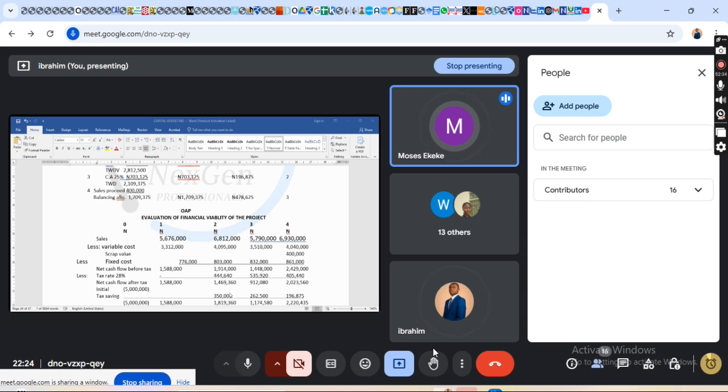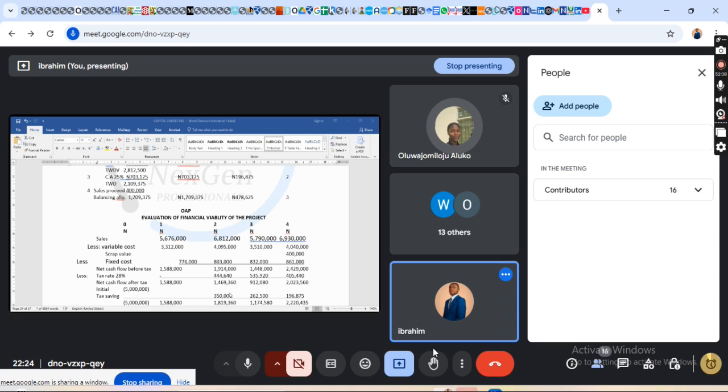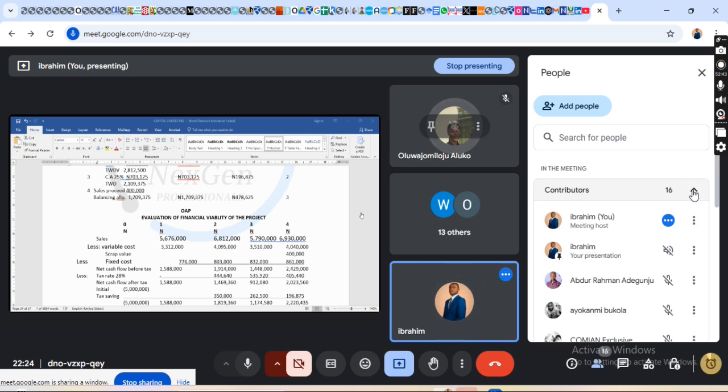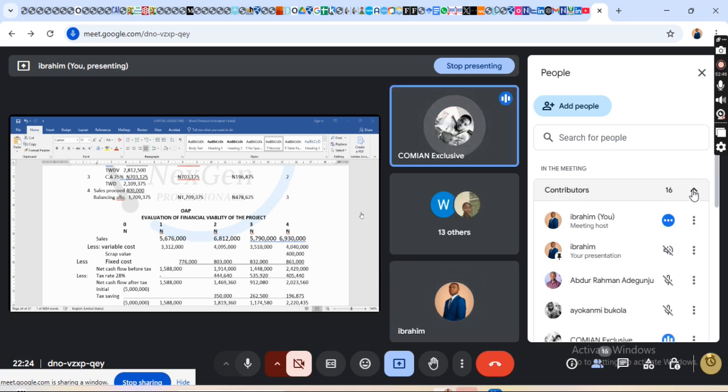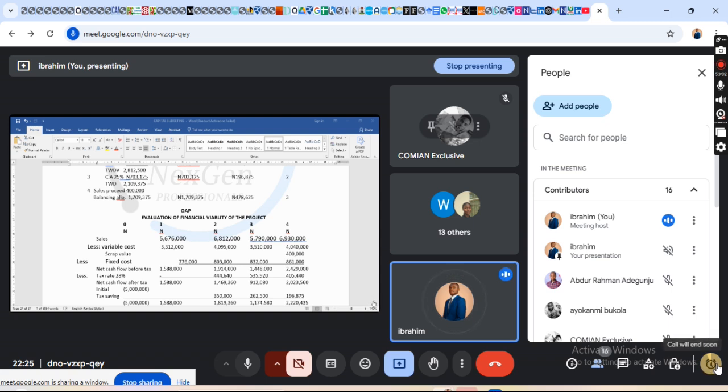Okay. That's fine. Any other question apart from this? The balancing allowance is what I'm also talking about. Now the balancing allowance, you can see that we said based on the tax, is that not so? Let me check something.